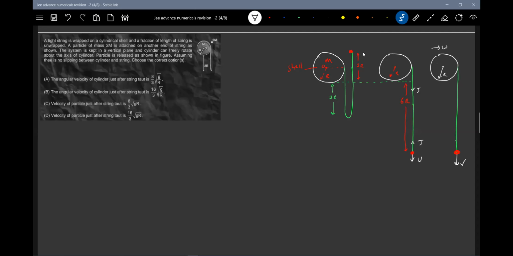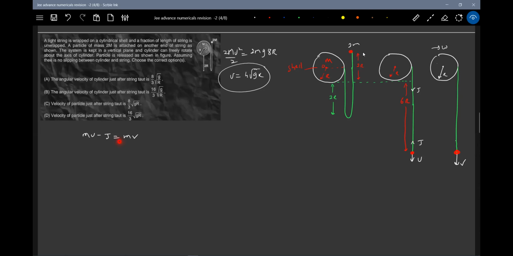So what is u equal to? 8r it will fall. So mu square by 2 should be equal to 2mg into 8r. U equal to 4 root gr. This is the speed with which it will have. Now the impulse will act. How is the impulse momentum equation? 2mu minus J equal to 2mv.